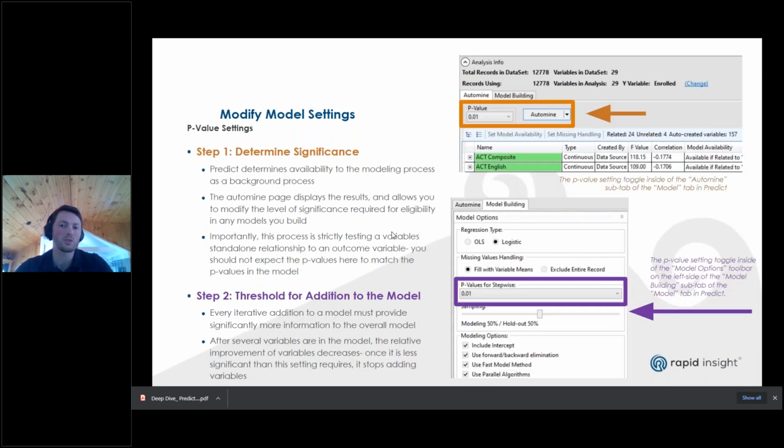And that also is a great way of describing the p-value setting. By default, everyone should notice that it's at 0.01. You can change that default, and you can also change it on an as-needed basis. But 0.01 is a great operating default.